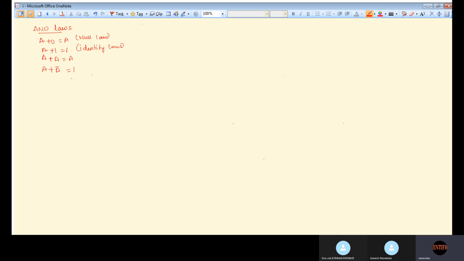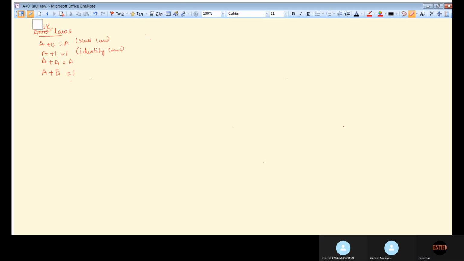Similarly we have laws related to the OR gate, so these are OR laws, and similarly we have AND laws. a into 0 is equal to 0, a into 1 is equal to a, a into a is equal to a, and a into a bar is equal to 0. You know all these things.